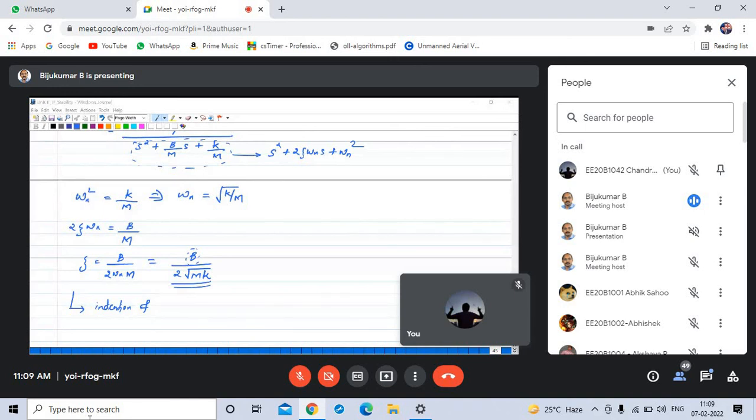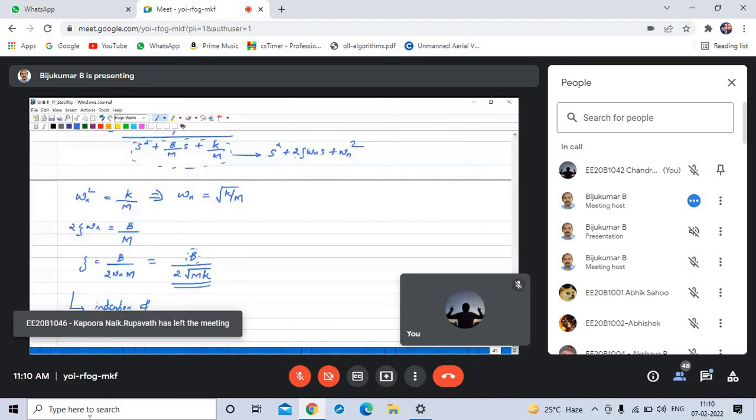So comparing with the standard second order polynomial, you can write omega n and zeta. Omega n is obtained as root k by m, and zeta is obtained as b divided by 2 root m k. So our aim is to understand what zeta indicates. See, zeta is related with the damping of the system.